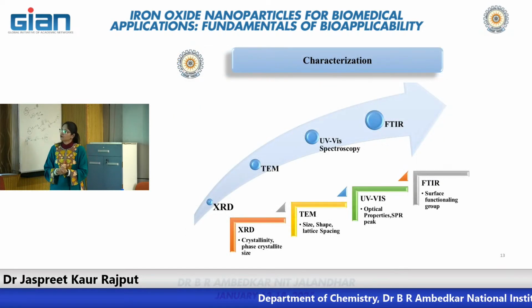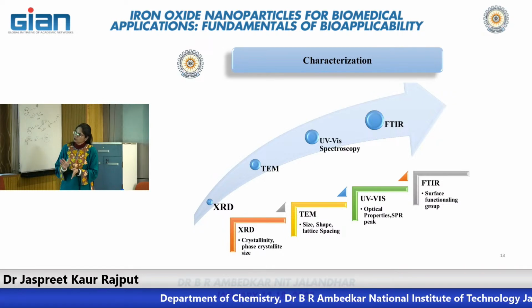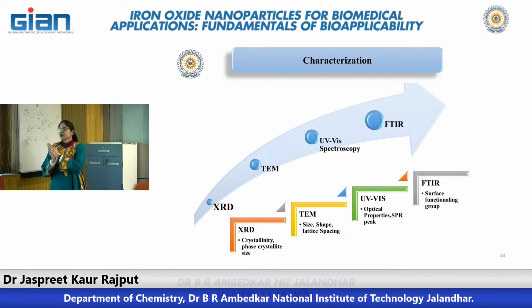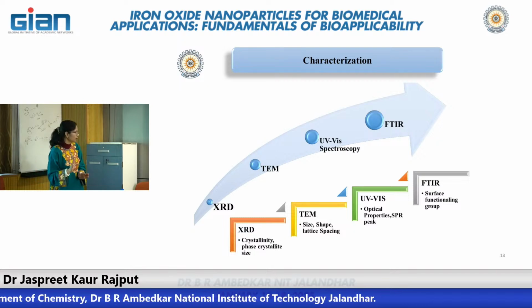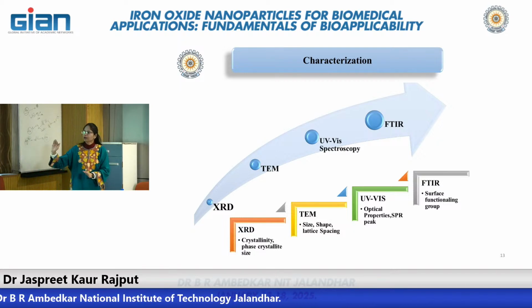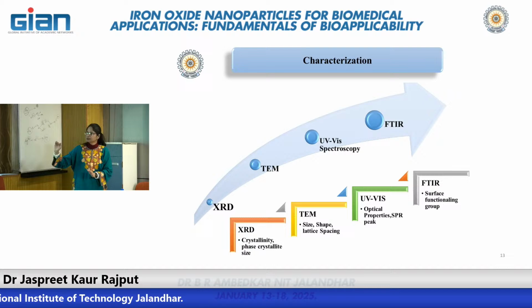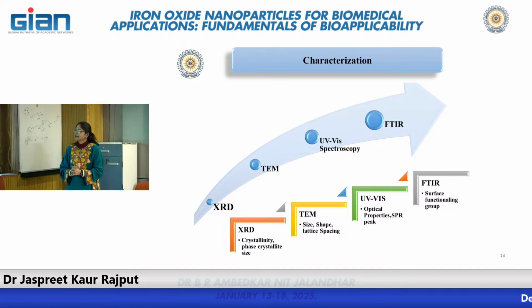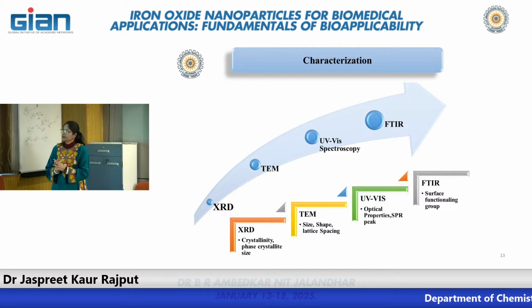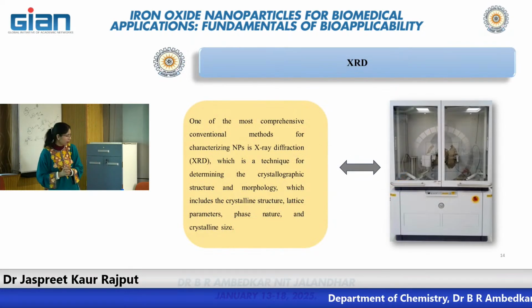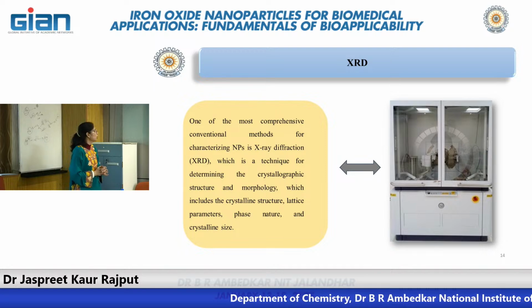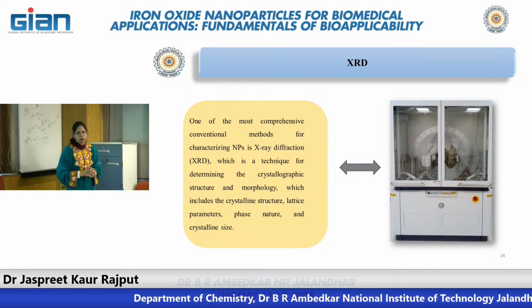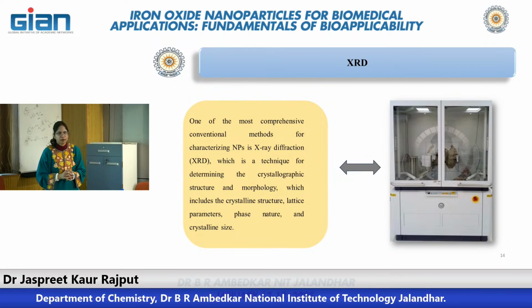I am giving the different techniques that can be used for their characterization. Today we will use only UV visible spectroscopy, but I will show you the data, how you interpret the data, XRD, TEM, UV and FTIR. So first of all, this is the XRD, and in this case we use the powder XRD, not the X-ray crystallography. Here we use the powder method.